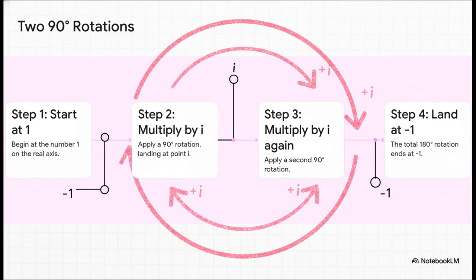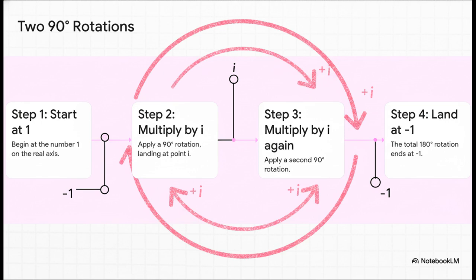Let's just walk through this logically. Start at the number 1. Okay? Now apply our new operator, multiply by I. That rotates us 90 degrees, and we land straight up on the imaginary axis, at the point we call I. Simple enough.